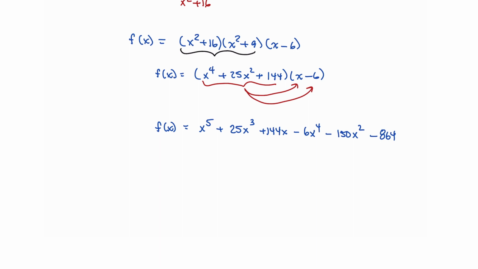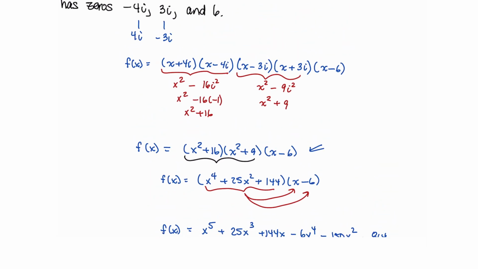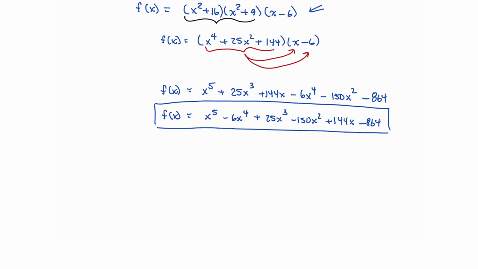And then, not entirely necessary but always nice to do, is to write the final answer in descending order. So minus 150x squared plus 144x minus 864. And there is our polynomial function that has real coefficients. Notice, at this point you noticed we had real coefficients because the i's were gone. But this is our polynomial with real coefficients that has the prescribed zeros, 4i, negative 3i, and 6 as zeros.